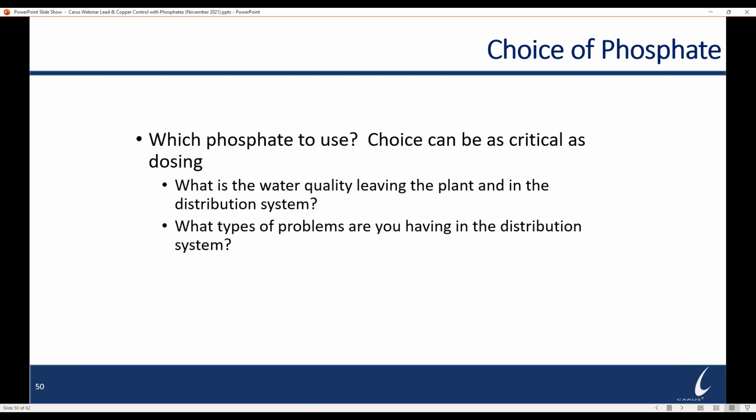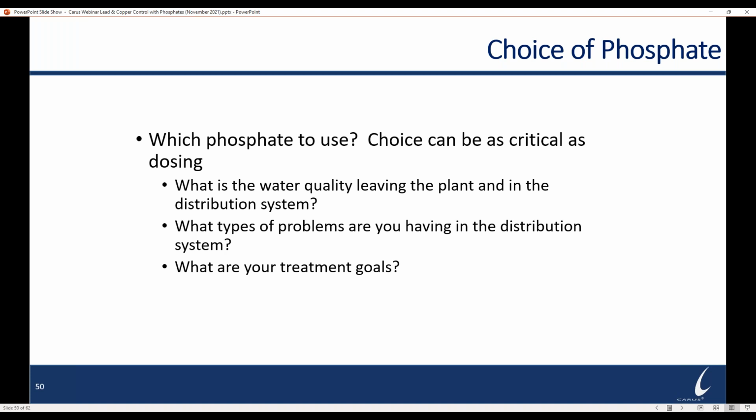Also, what issues are you having? Are you getting occasional dirty water complaints from customers? So maybe you want to try to eliminate some of that. Is it strictly that you've got a lead and copper issue and you want to get compliance with the regulation? So is that your main focus? So have that discussion of what issues you're trying to fix with this product.